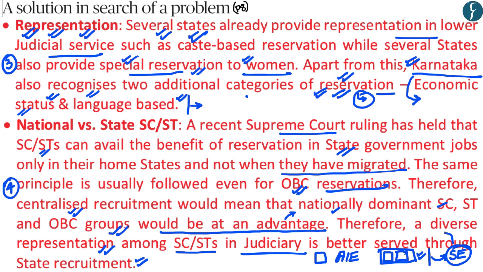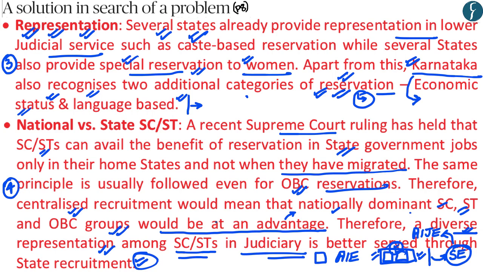But if an All India judicial examination is being conducted, then the nationally dominant scheduled tribes, such as from the state of Rajasthan and others, would be at a better advantage to clear the All India judicial examination than the scheduled tribes of Chhattisgarh and the northeast. And it is within that context that the authors have said that the diverse representation among scheduled caste and scheduled tribe in the lower judiciary would be better served through state recruitment.